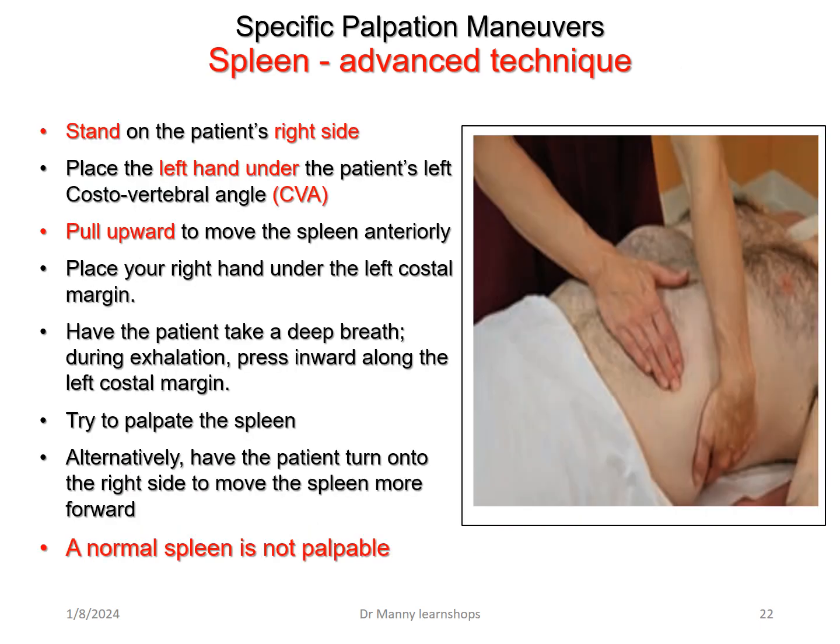When it comes to the spleen, this is another advanced technique. You stand on the patient's right side, you place your left hand at the patient's left costovertebral angle. You place your left hand under this angle and you pull upward to move the spleen anteriorly. You place your right hand under the left costal margin and you have the patient take a deep breath, and during exhalation you press inward along the left costal margin. Try to palpate the spleen, but a normal spleen is not palpable.